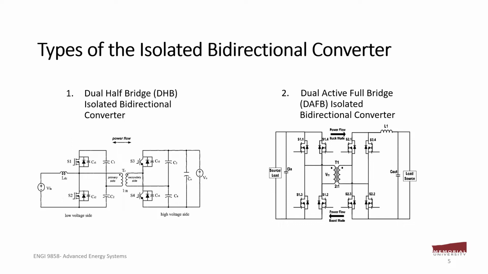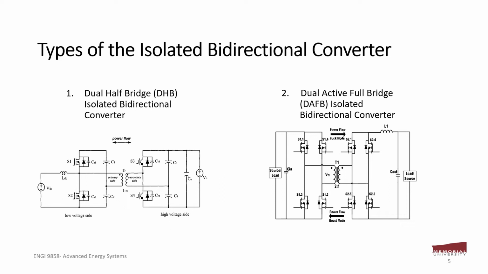Isolated bidirectional converters are widely used in many applications instead of non-isolated bidirectional converters because of their galvanic isolation. To secure the source from any damage caused by overload, a high-frequency transformer is used in the isolated bidirectional converter to provide galvanic isolation. It is also used to decrease the noise.